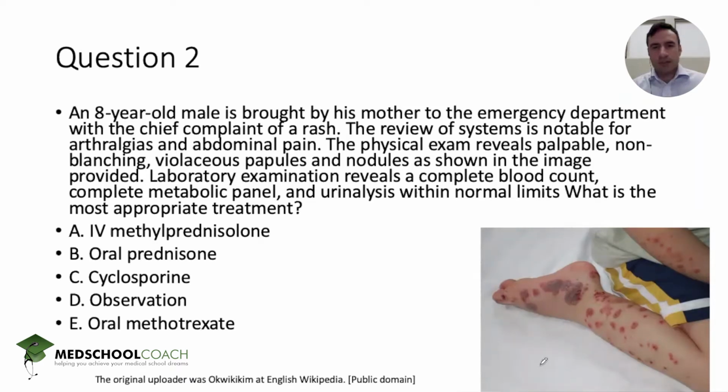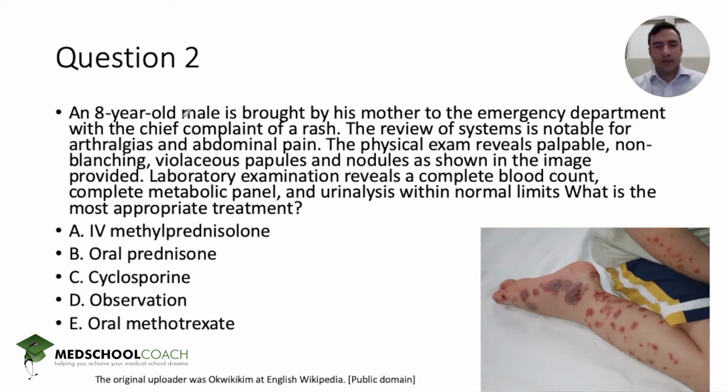So the second question here: an 8-year-old male is brought by his mother to the emergency department with a chief complaint of a rash. The review of systems is notable for arthralgias and abdominal pain. The physical exam reveals palpable, non-blanching violaceous papules and nodules, shown in the image provided. The laboratory examination reveals a complete blood count, CMP, and urinalysis all within normal limits. What's the most appropriate treatment?